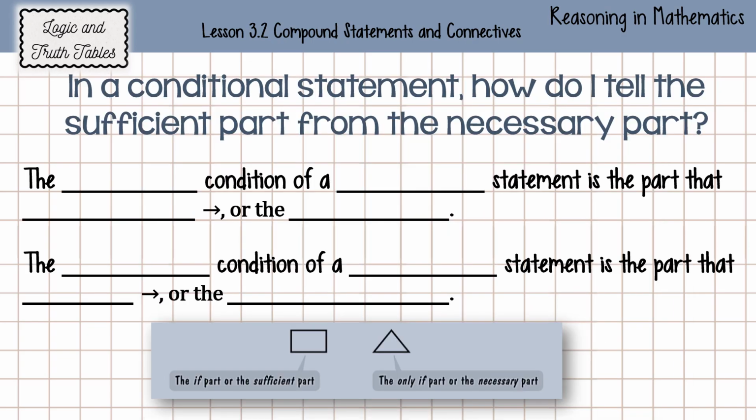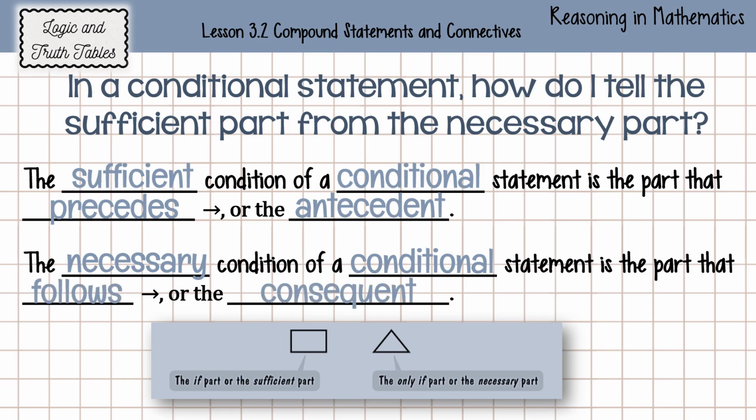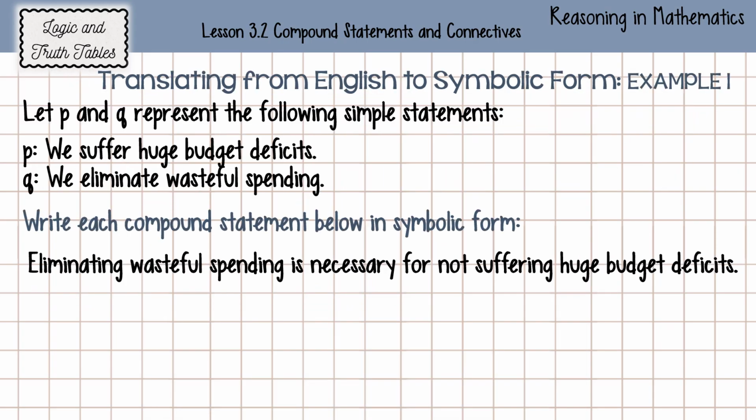In a conditional statement, how do I tell the sufficient part from the necessary part? The sufficient condition of a conditional statement is the part that precedes the arrow, or the antecedent. The necessary condition of a conditional statement is the part that follows the arrow, or the consequent. So the if part is the sufficient part, and the only if part is the necessary part.